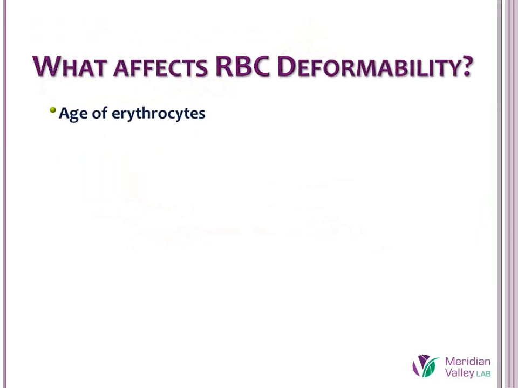So what affects red blood cell deformability? Well, first, the age of the erythrocytes. Young red blood cells are more flexible and deformable than older red blood cells. This is another way in which menstruating women have an advantage. Because of monthly blood loss and the constant renewal of RBCs, premenopausal women have about 80% more young red blood cells and 85% fewer old red blood cells than men.